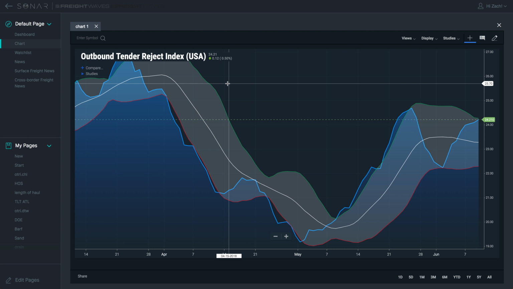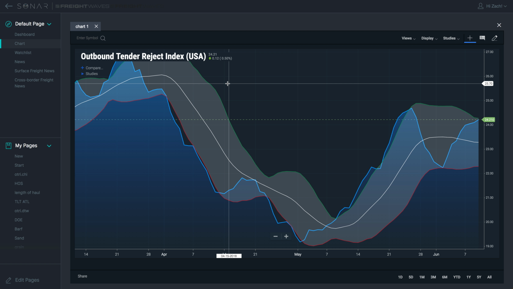So I'll start off here with the outbound tender rejection index for the nation. For those of you that have been paying attention to FreightWaves.com or have been in Sonar for a period of time, you'll know that this is a measure that tells us just how many loads are being accepted or conversely rejected by carriers as they become available from shippers. It is a good indication of capacity in the market, because if carriers are rejecting loads, that means they probably don't have the capacity or they're going to go and play on the spot market.